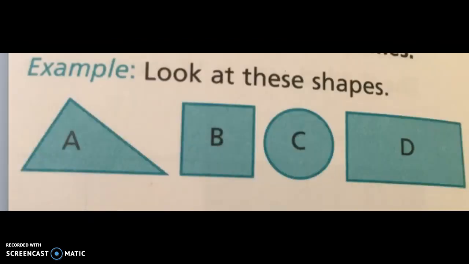Okay, now we're going to look at some shapes. So some shapes have special names. So let's have a look at these shapes. Shape A is a triangle. Shape B over here is a square. Shape C is a circle, and shape D is a rectangle.